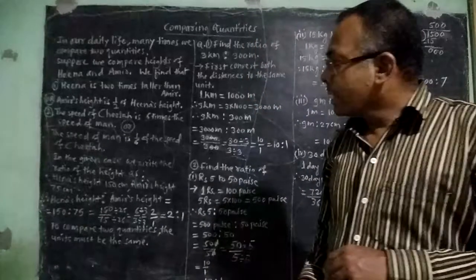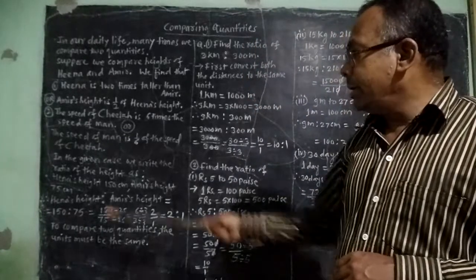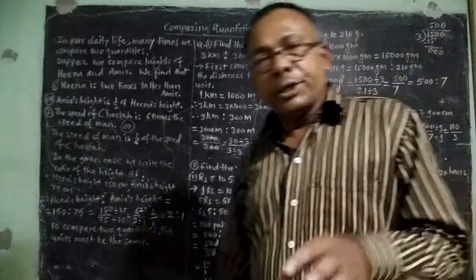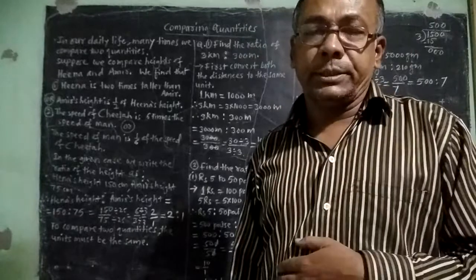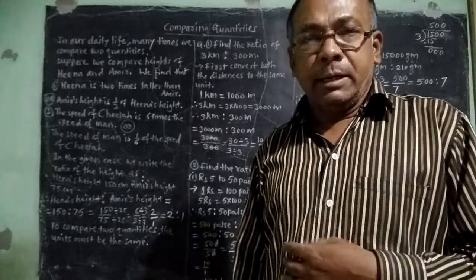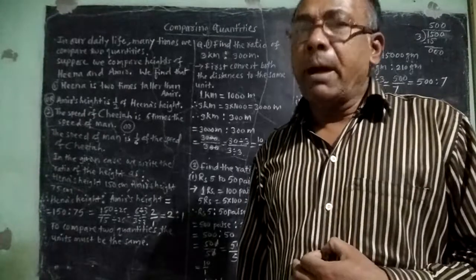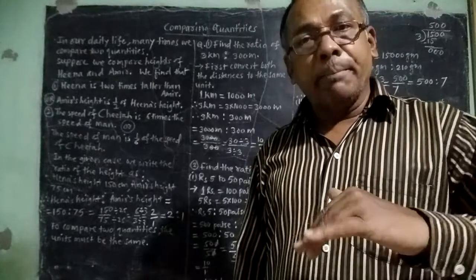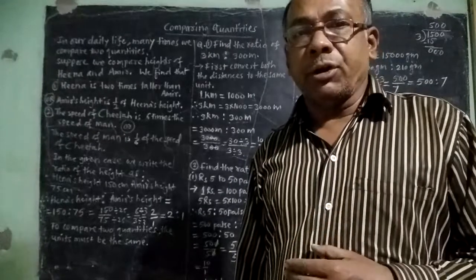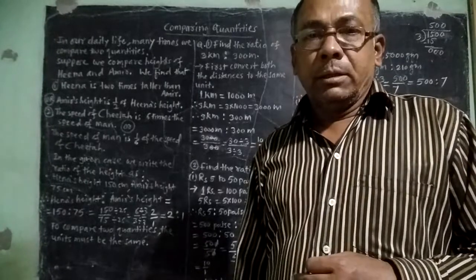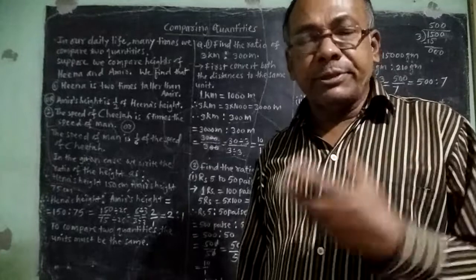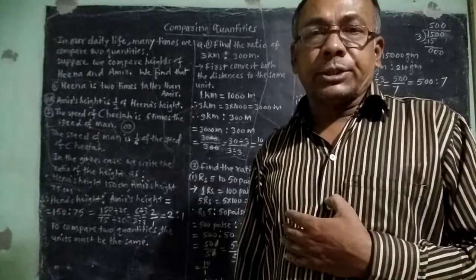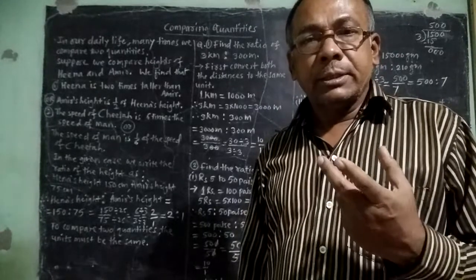But here in the given case we write the ratio of the heights. Ratio means the simple division of the two quantities. By dividing, we can compare the corresponding quantities. But if we take the ratio, means division, then the corresponding units must be the same.